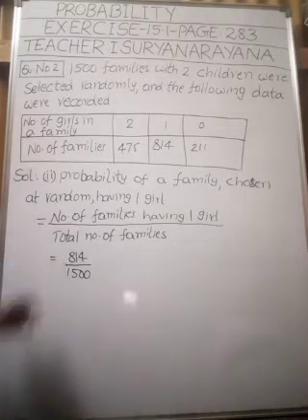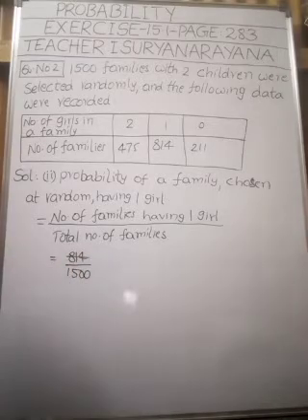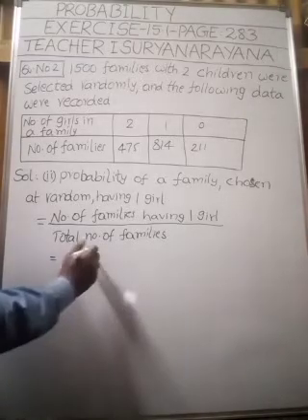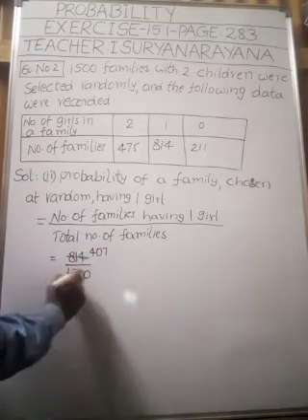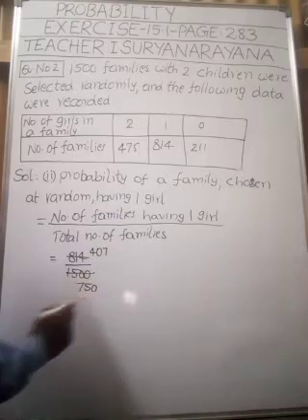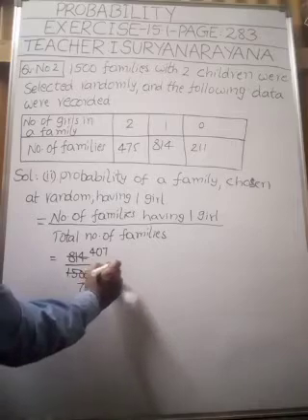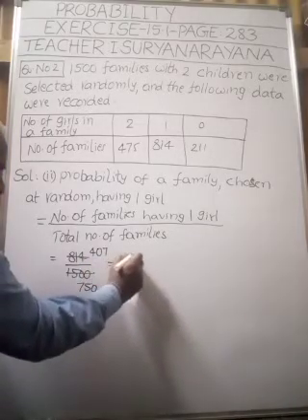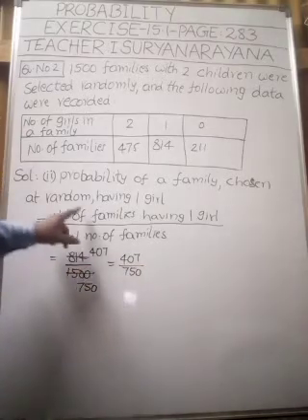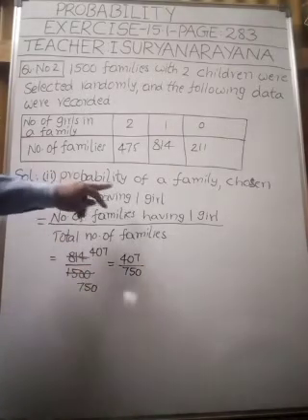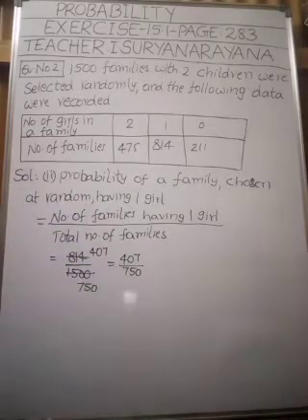Now let us simplify this fraction. Let us take the 2 table. Divide the numerator and denominator by 2 table. 2 4 times, 2 7 times, 2 750 times. Okay, my children. So hereafter we can't simplify these two numbers. So 407 by 750. This is the required probability of a family chosen at random having 1 girl. Understood this point, my children?